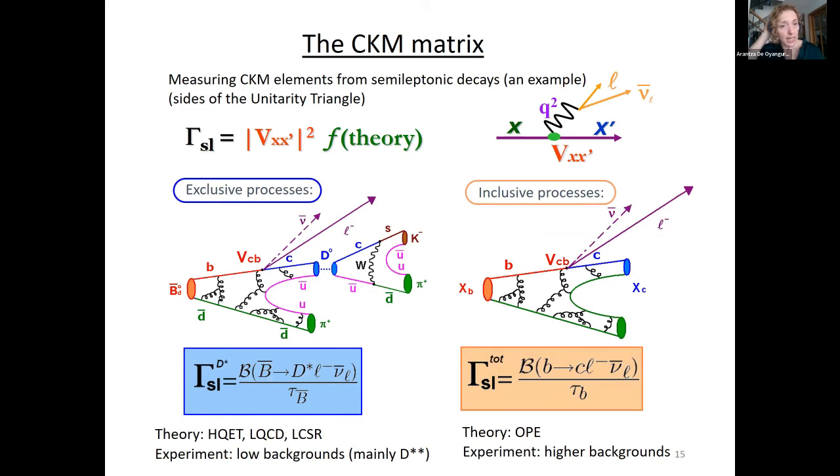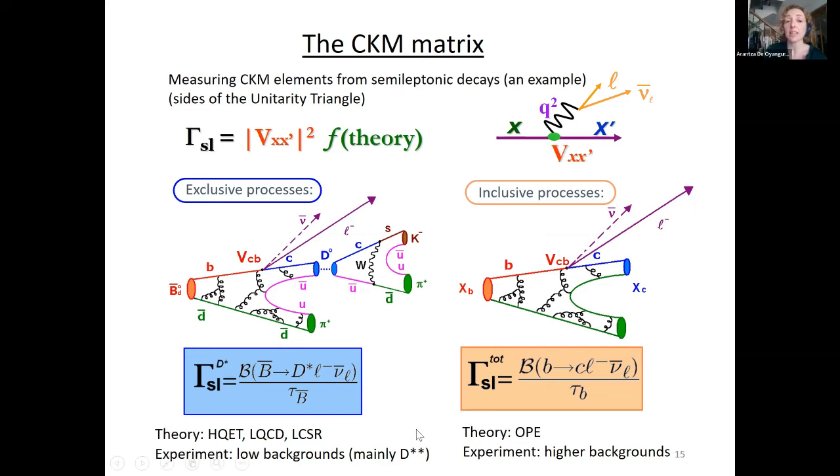Another thing that I guess is important that you know, and I'm not so sure if you know it, is the difference between exclusive and inclusive processes. Have you heard about it? What is the difference between an inclusive and an exclusive process? Yes, exclusive processes are where final state particles are measured, and inclusive where we take the sum over all the quarks containing the meson. Okay. Perfect, thank you very much.